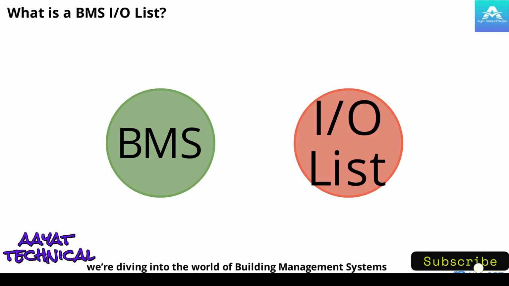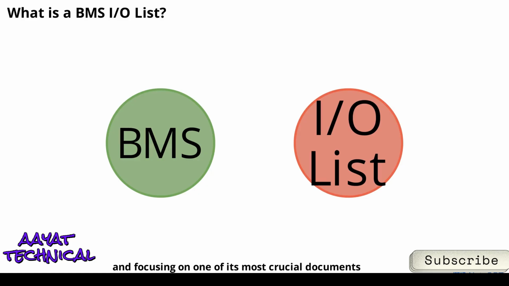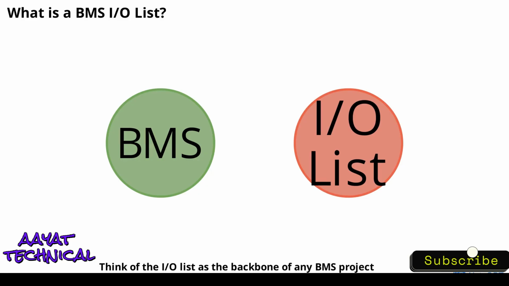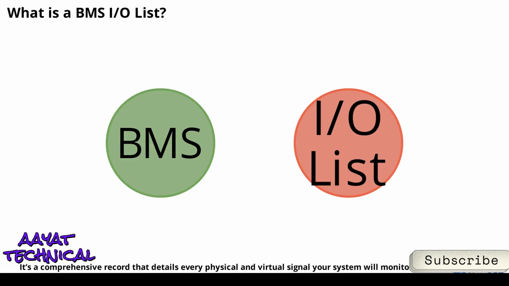Welcome. Today, we're diving into the world of building management systems, or BMS, and focusing on one of its most crucial documents, the Input-Output, or I/O list. Think of the I/O list as the backbone of any BMS project. It's a comprehensive record that details every physical and virtual signal your system will monitor or control. Without a well-structured I/O list, programming, wiring, and even future maintenance can become chaotic and error-prone.